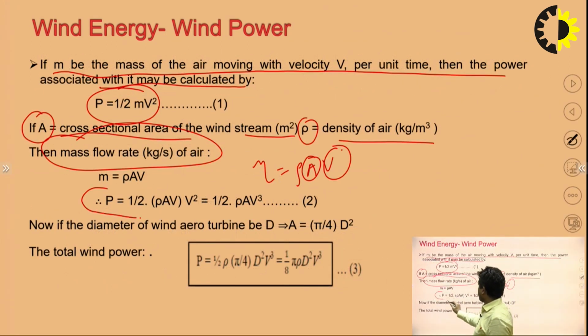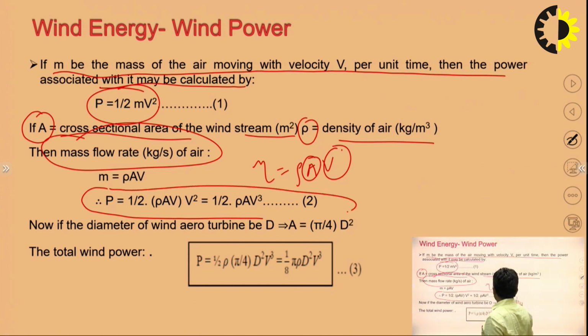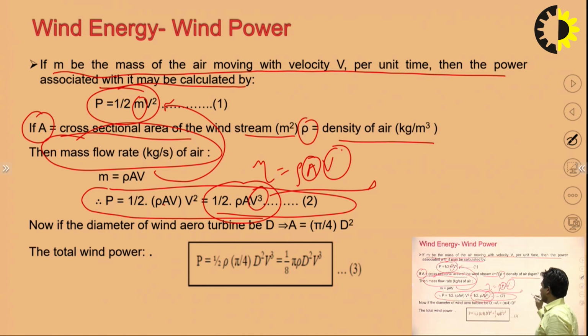Then you can calculate the power associated: half m v square. Here you can put this m value in this equation. What will happen? Half rho A V times v square. So this becomes half rho A v cube. That's why we call the kinetic energy proportional to v cube.